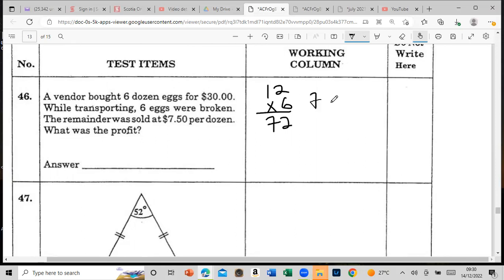But guess what? Because of your carelessness, you broke 6. So you have to subtract out that 6. So 6 from that leaves 66. So you have 66 eggs and you sell them at $7.50 a dozen. Alright? Let's do 750 times 66.